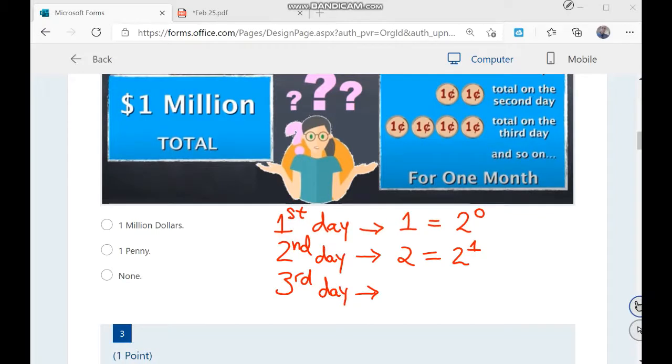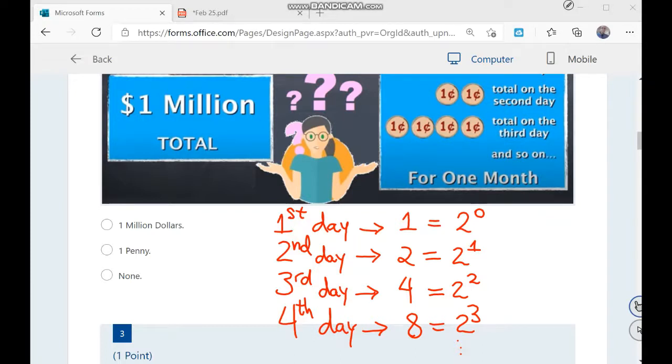Third day, you're gonna have 3 coins. No, not 3, sorry. You're gonna have double. Double 2 is 4, 2 exponent 2. And then it goes on. The 4th day, it will double. Double 4, you're gonna have 8 coins. 2 exponent 3. And this goes on and on. Every day you have more coins, then you double the amount of coins that you had the day before.